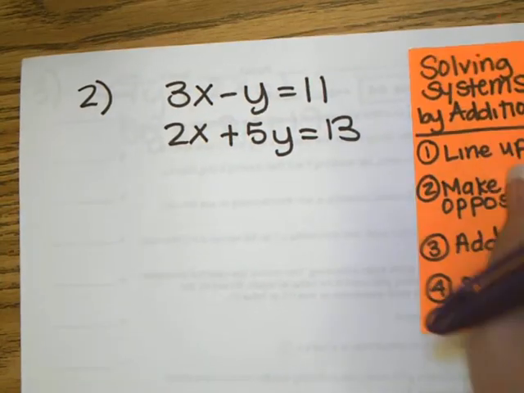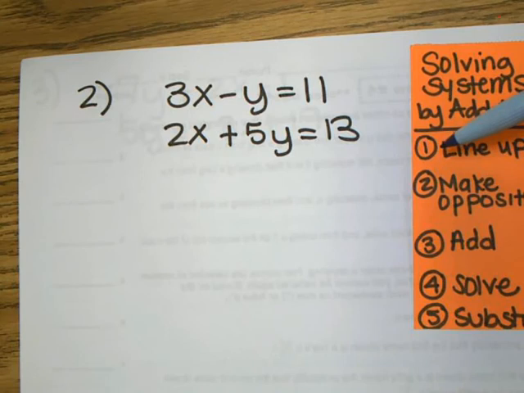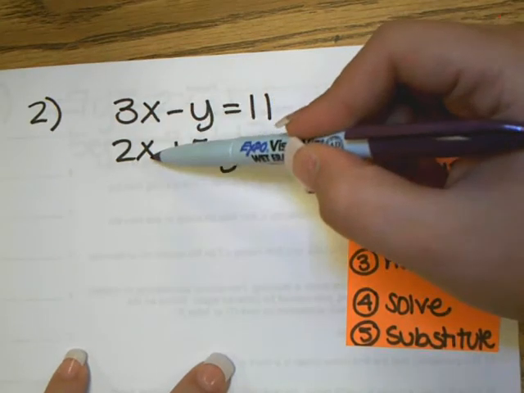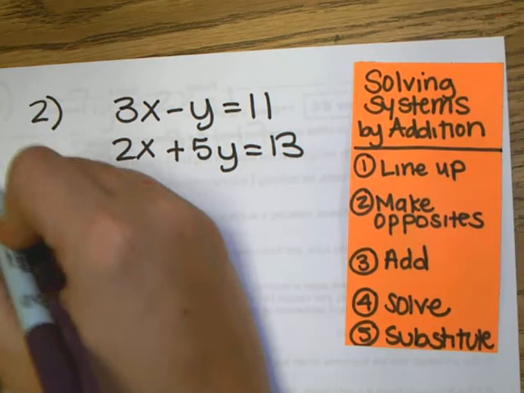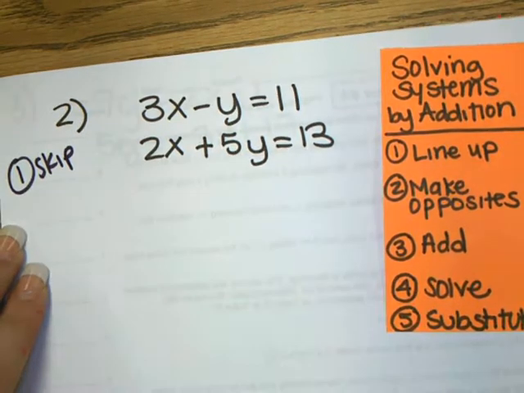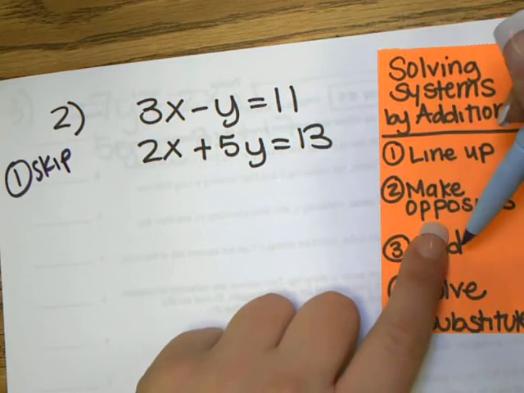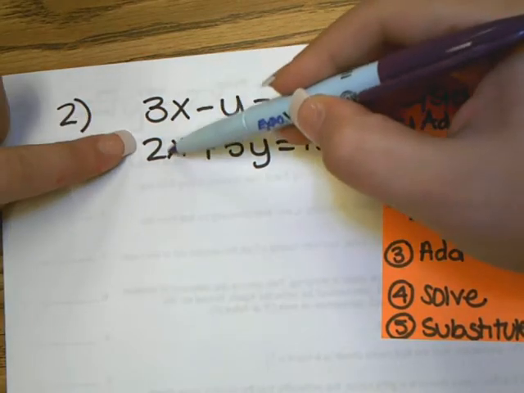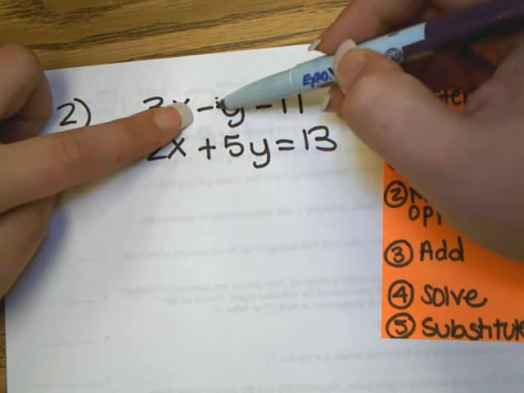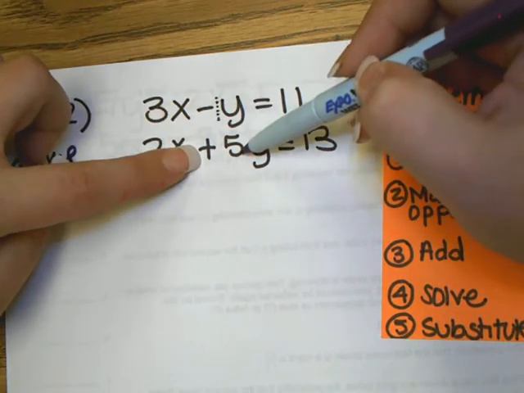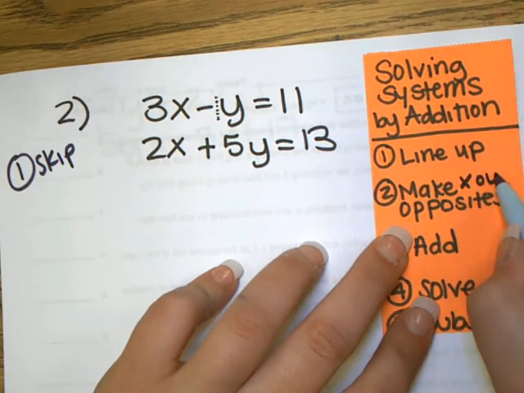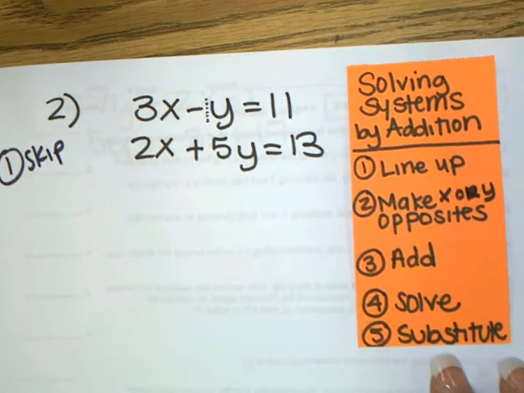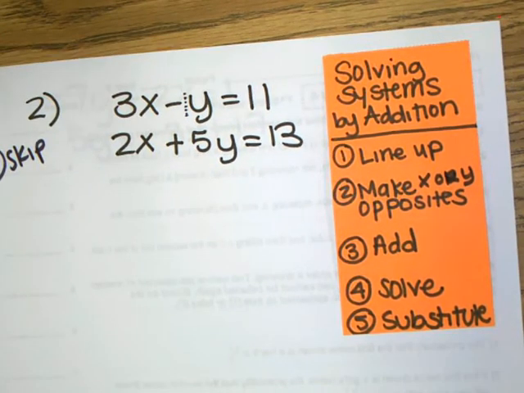Okay, let's take a look at this example here. So the first step is to make sure everything is lined up. So we have the x term over the x term, the y term over the y term, the equals, and the constant. So step 1, skip. Already done for us. Step 2 is to make opposites. So 3 is not the opposite of 2. Negative 1 is not the opposite of positive 5. So let's add, we need to make x or y opposites, not the constants.